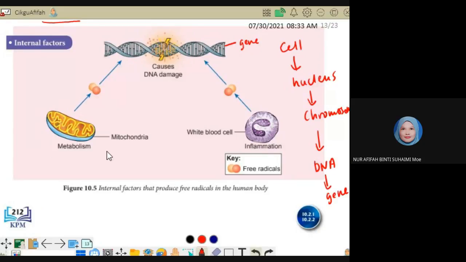Okay, other than metabolism, we have inflammation. Okay, inflammation through white blood cells. White blood cells will produce free radicals that also attack your DNA structure. Okay. This one is an internal factor.